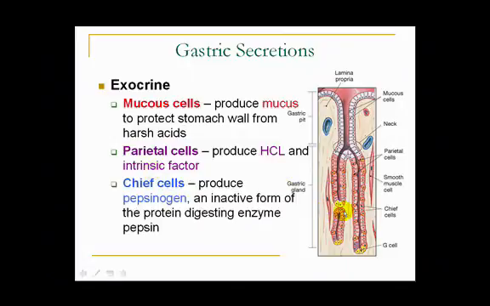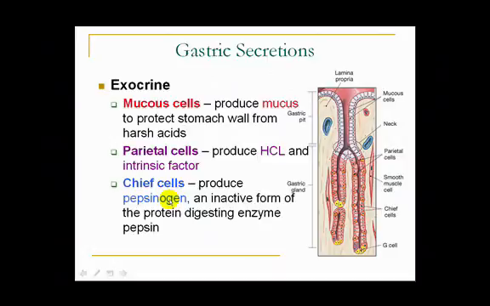And then there are chief cells, and chief cells produce pepsinogen. Now pepsinogen, remember we learned GEN on the end means that it's inactive, and when it gets activated, it's in. You've already learned about angiotensinogen, gets activated into angiotensin. You learned about fibrinogen, gets activated into fibrin. Okay, so you've learned some of these enzymes.